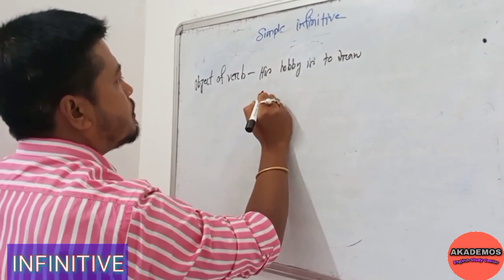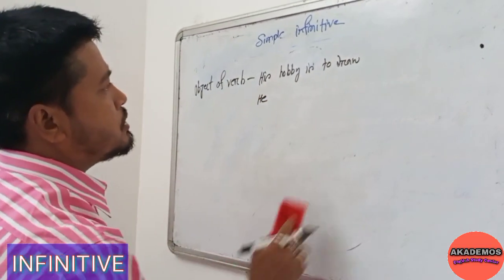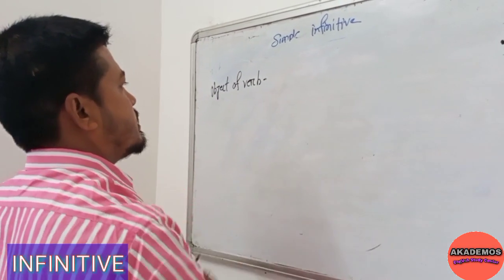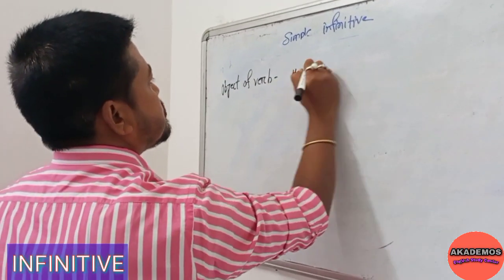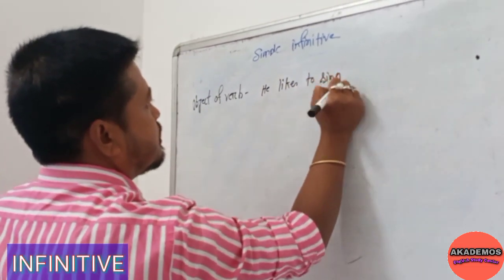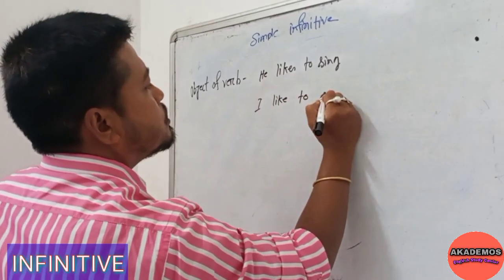His hobby is to draw. He likes, his hobby is to draw. This is not, I am giving you a different example. He likes to sing. Likes to sing. I like to help.